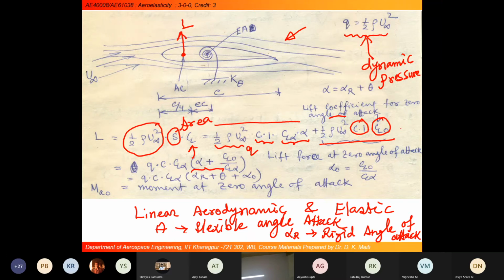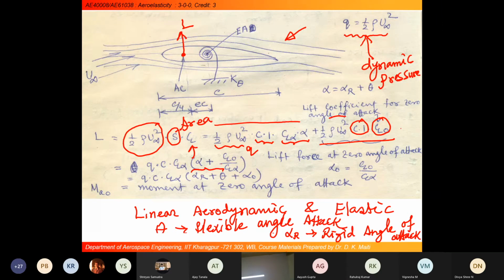Initially, let's say I have given an angle of attack of 5 degree. Due to this 5 degree angle of attack, whatever lift force is developed will deform this elastic structure. So this alpha r of 5 degree, whatever we have given initially, will no longer be alpha r. It will be alpha r plus theta.